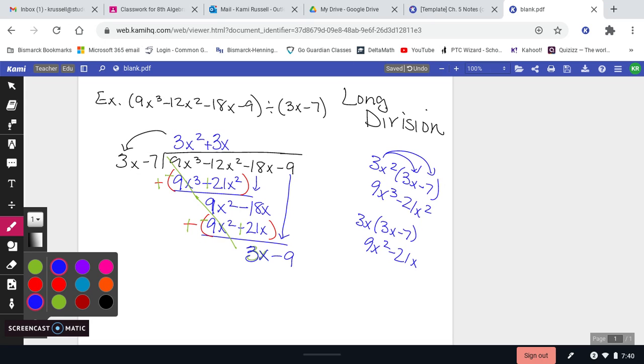So what times 3x gives you 3x? Well, it's going to be 1. So 1 times 3x minus 7. So subtract. I'm going to change my signs again. So that goes plus, this goes negative, this is going to go plus. Those cancel out. Negative 9 plus 7, negative 2. So there's my remainder.